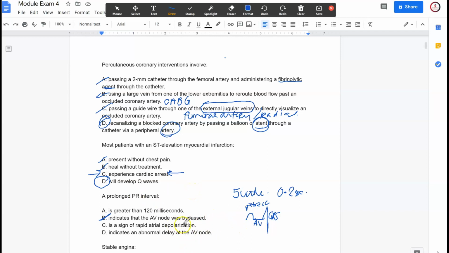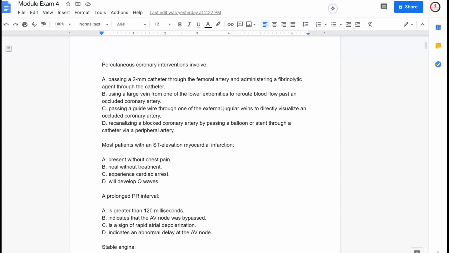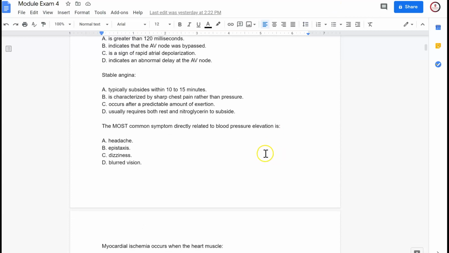Prolonged interval is a sign of rapid atrial depolarization. Again, you'd most likely have a shorter interval if that were the case. It's going to get stuck at the AV node. You're going to be looking at the PR interval. Atrial depolarization is the atria, so you'd have a little teeny tiny, cute little P wave. So no. It indicates an abnormal delay at the AV node. Right there. That is your answer. Moving on.